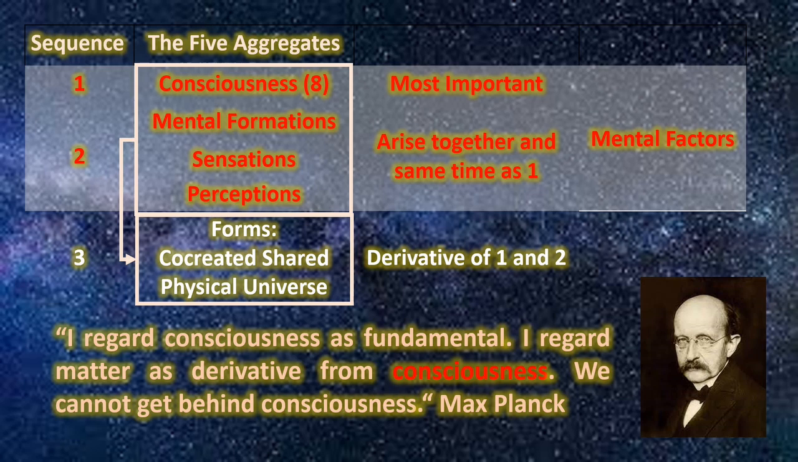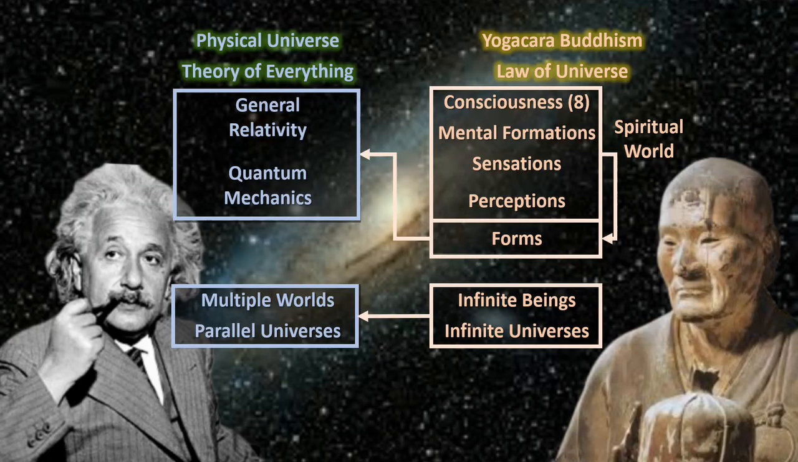This is what Max Planck said a century ago: I regard consciousness as fundamental. I regard matter as derivative from consciousness. We cannot get behind consciousness. General relativity and quantum mechanics are the 2 main pillars explaining the laws of the universe, and their combination is considered as theory of everything so far.